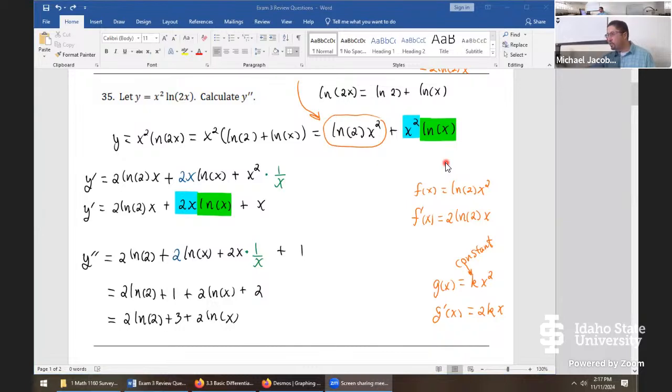Where did x squared and 1 over x come from? Let me take a look. I'm thinking you're probably on this line here, or maybe, let's see.